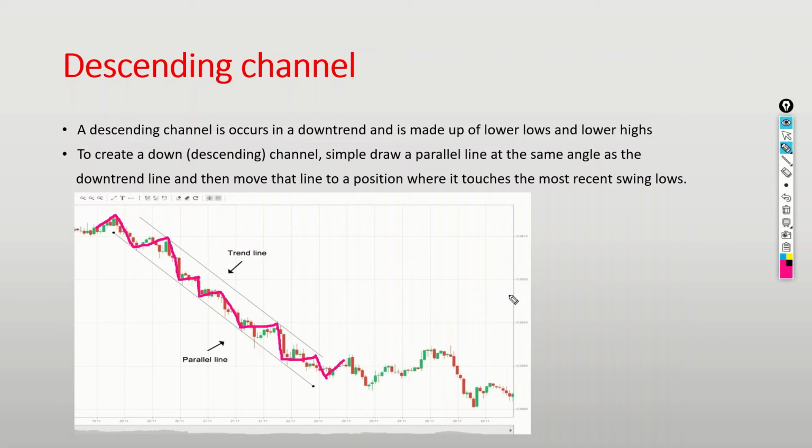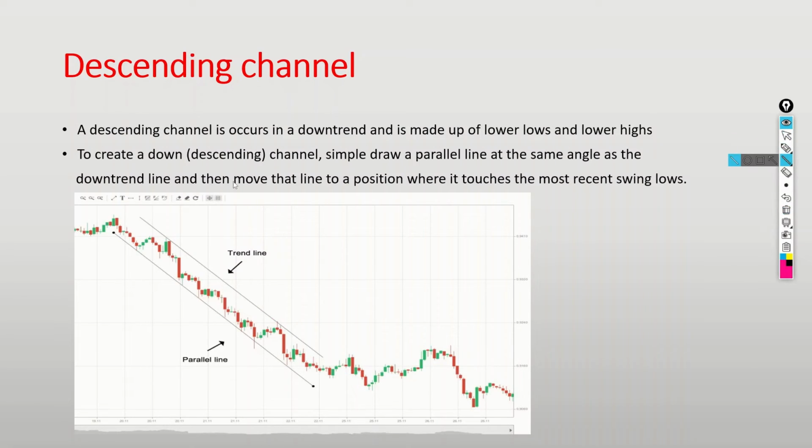Like that. So here, what happens is that we have to create swing highs. Here we have a swing high. We have this beautiful swing high. We have this beautiful swing high. Then we have this beautiful swing high. These three points can help us to connect what we call a downtrend line.